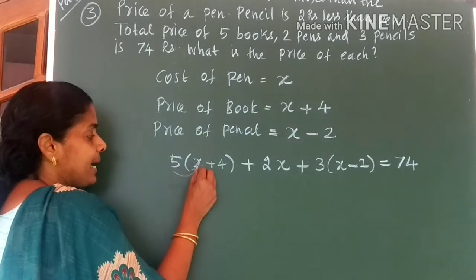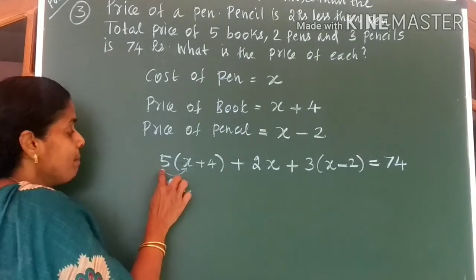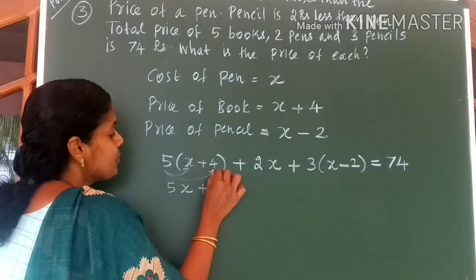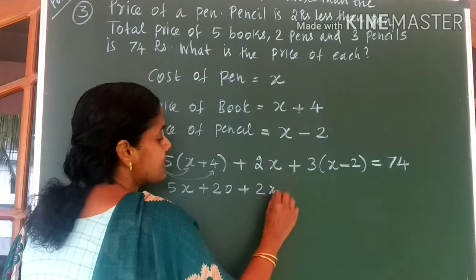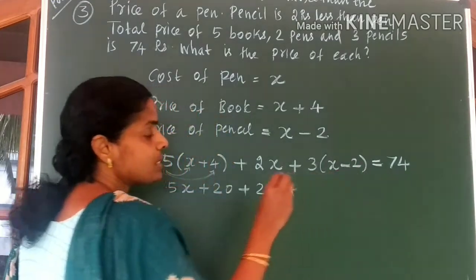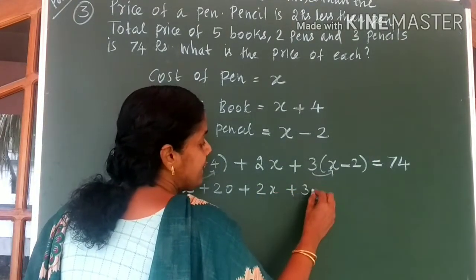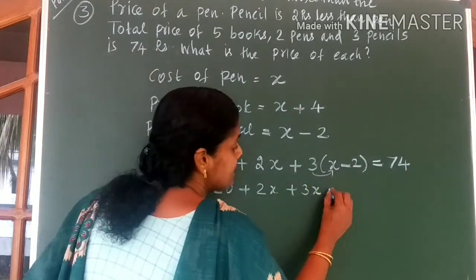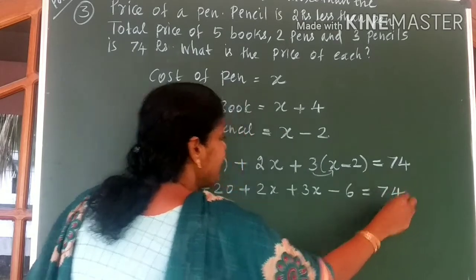5 into x, you get 5x. Now multiply 5 with 4. You get 5 into 4, 20. Plus this 2x, plus 3 is common for both terms. So you multiply x with 3 first. You get 3x. Now multiply x with minus 2. You get minus 6 is equal to 74.